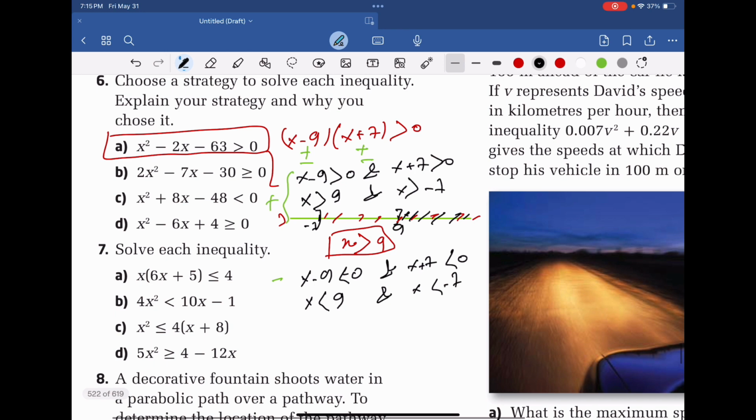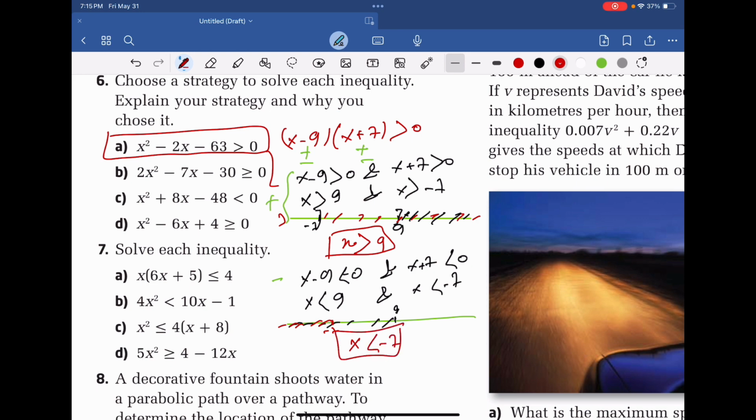So if you graph a line again, x is greater than 9, this is 9, x is less than 9, and this is minus 7, and x is less than minus 7. So which area is both of them? It is this area, so x is less than minus 7.